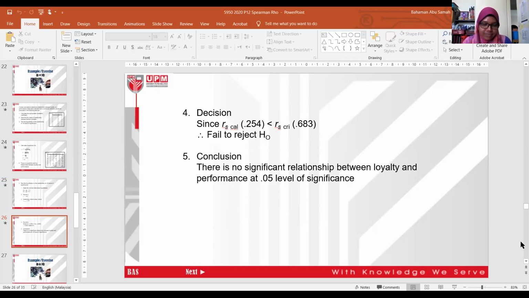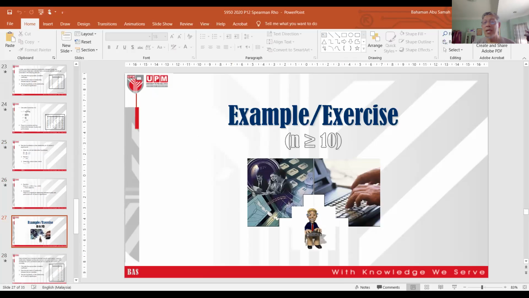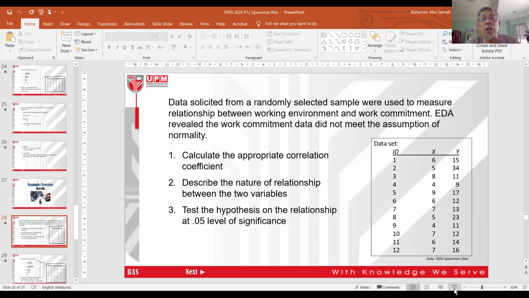Okay, if there's no question, then we go for the second example here. The second example is the case for sample size more than or equal to 10. Okay, so the example here: data collected from a randomly selected sample were used to measure the relationship between working environment and so on. Is working environment the IV or DV in this case?